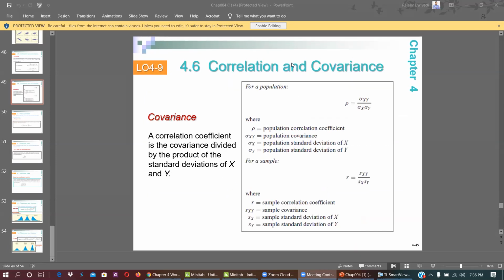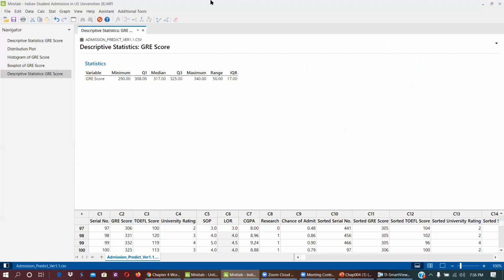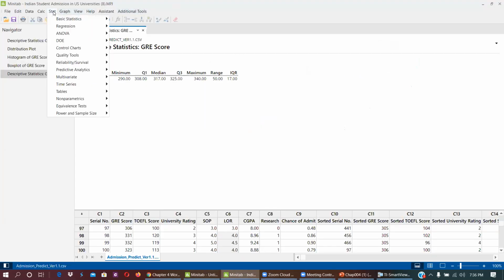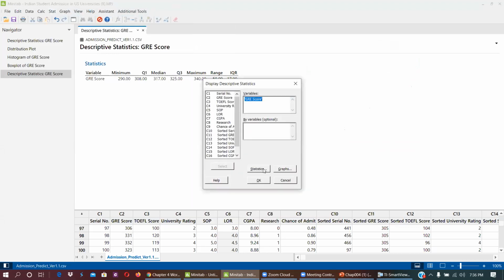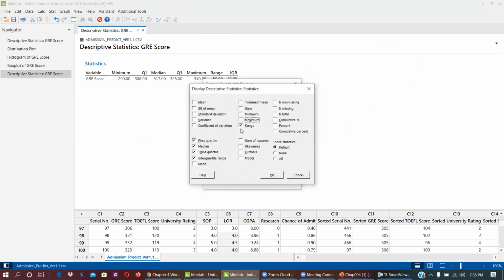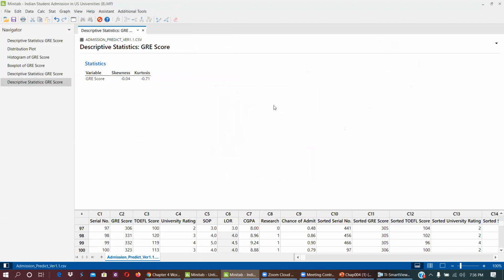Let me go and do this on our Minitab. So here we have Stat, Basic Statistics, Display Descriptive Statistics. Again, I'm just using the same thing, and I'm just removing these things. So I was looking into the kurtosis and this. The skewness value is minus 0.04 and kurtosis is minus 0.07. What do you understand from these two numbers?